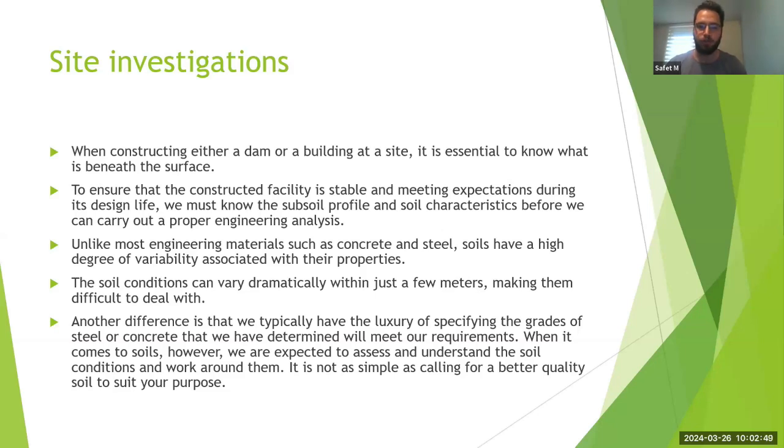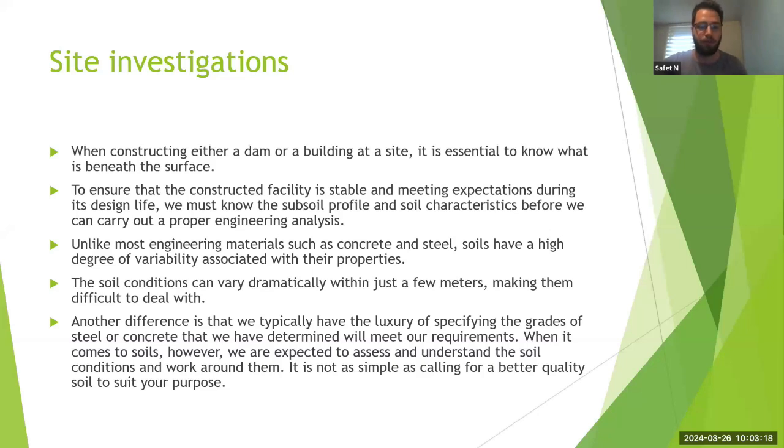When we come to soil, it's a bit difficult because we have so many dramatic changes just within a few meters. Not just in soils, rock mechanics is the same thing. So it's a bit of a challenge to predict how soil is going to behave, how rock is going to behave, and to get the parameters that we are going to use for design for the soil and rocks.